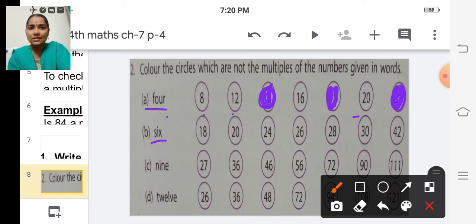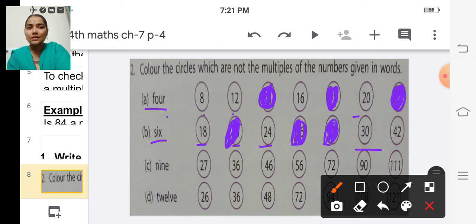See the next one, 6. So 6 plus 6 is 12. 12 plus 6 is 18. So 18 is a multiple. And 18 plus 6 is 24. So 20 is not a multiple of 6. So you have to color. Okay. And 6 fours are 24. 6 fives are 30. 30 is here. So 26 and 28 are not multiples of 6. So we can color 26 and 28.